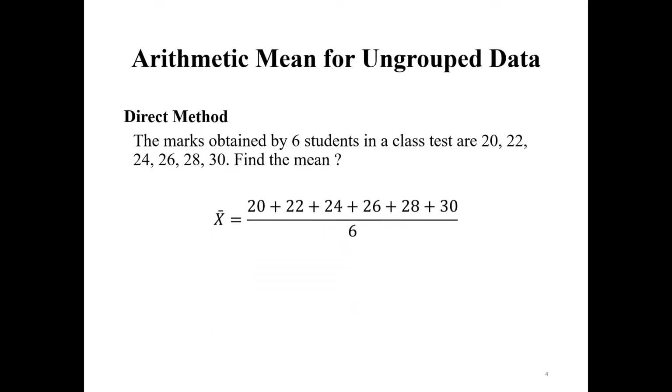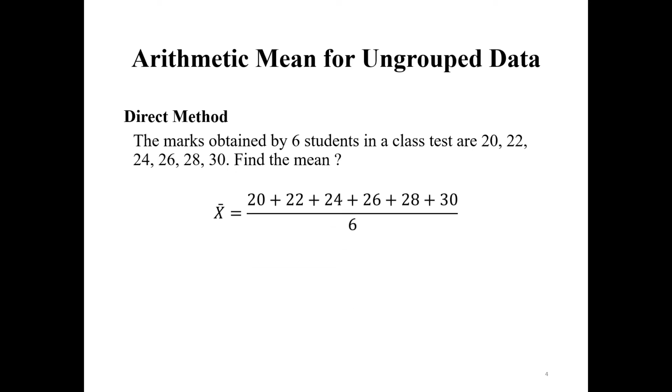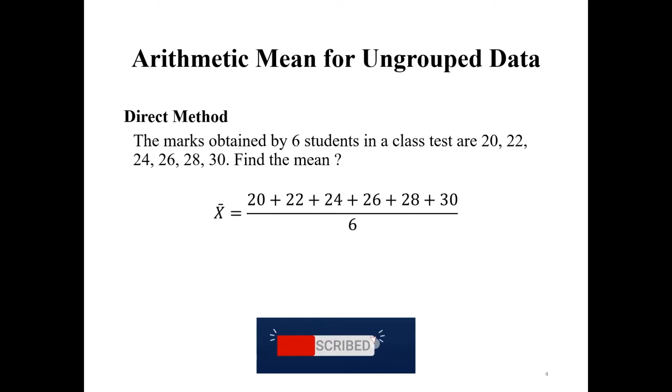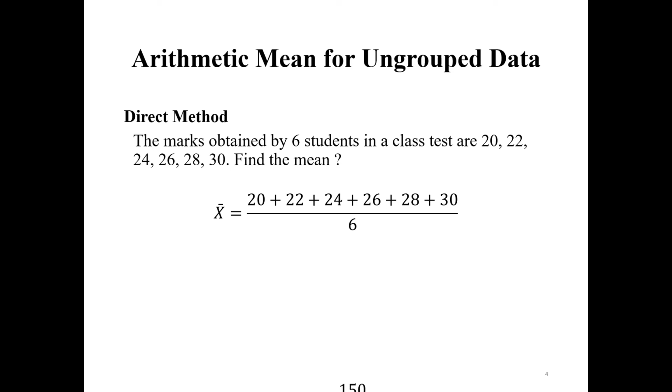The method is very simple. You just sum all the given values and divide the sum by the total number of values. Here are 6 observations, and the sum of these 6 observations is 150, divided by the total number of observations, which is 6. So the mean of this data set is 25.